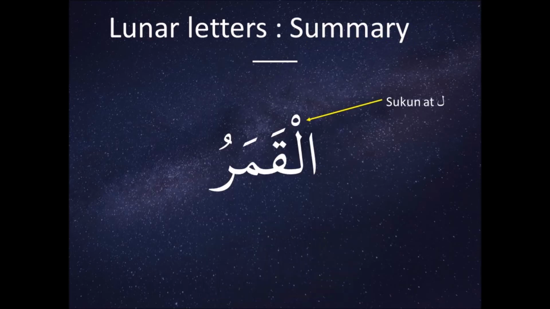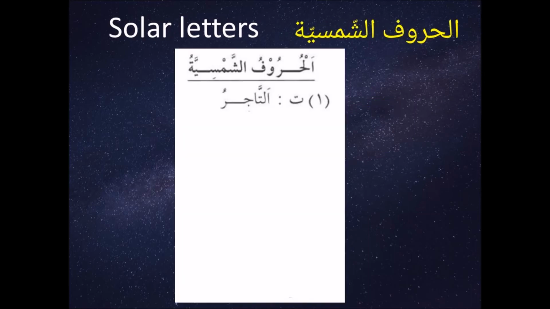Lunar letters summary. There is sukun at lam, so we read it al-qamaru. Then let's take a look at solar letters.